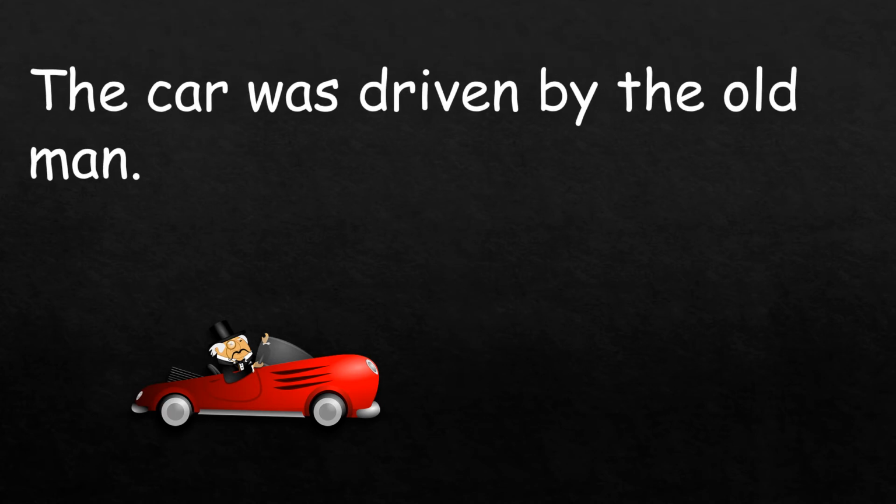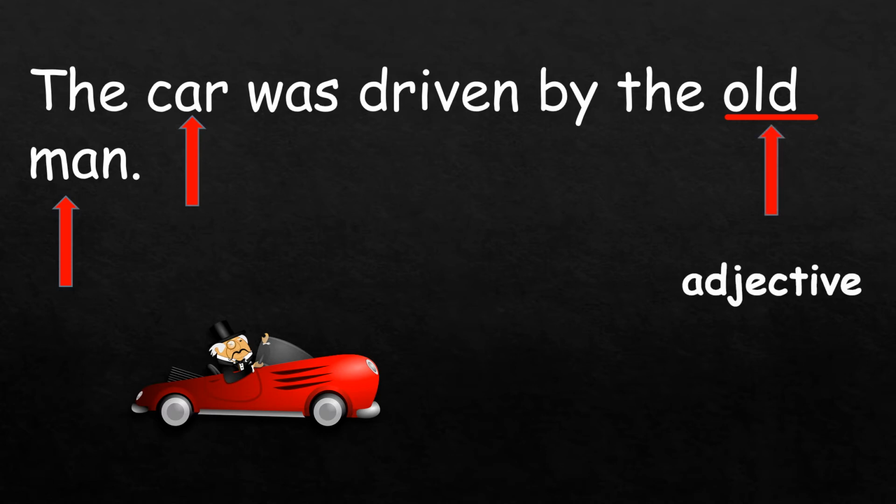Here we have, the car was driven by the old man. What are the nouns in this sentence? We have man and we have car. Now, the car was driven by the old man. There is no word to describe the car, but the word old describes the man. So we have, the car was driven by the old man. The word old is the adjective.